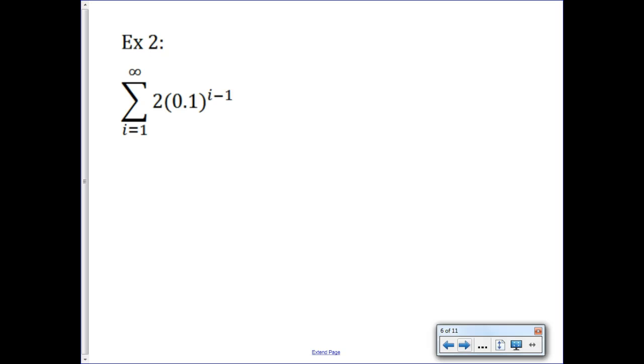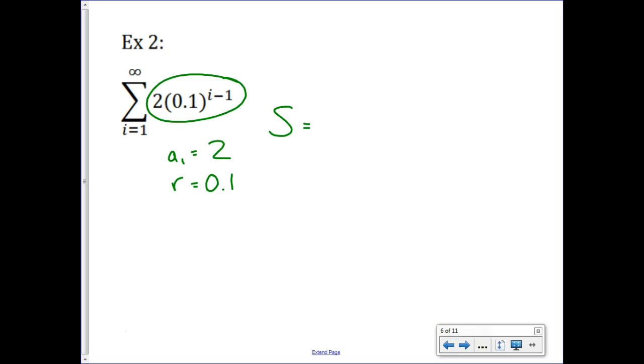Okay, so for example 2, let's find the sum of this infinite number of terms. So what this tells us, here's our rule, and notice it's in geometric form. So our A sub 1 here, our first term is 2, and our ratio that we're multiplying every time is 0.1. So then S equals first term over 1 minus our ratio. So then we get 2 over 0.9, which is 2.2 repeating.